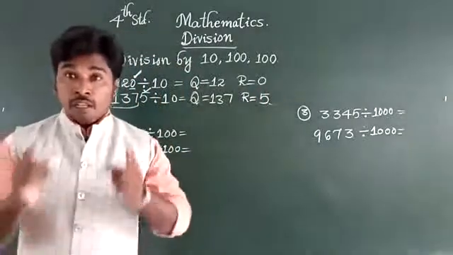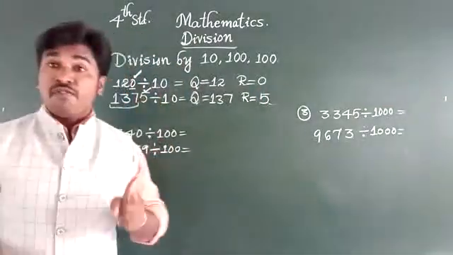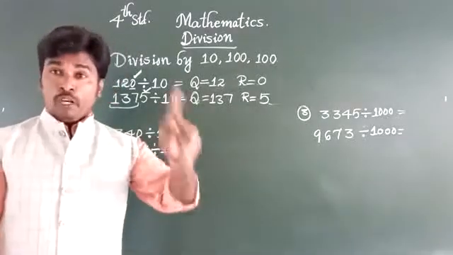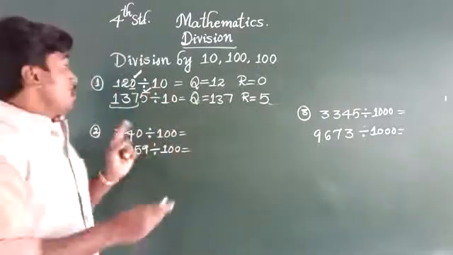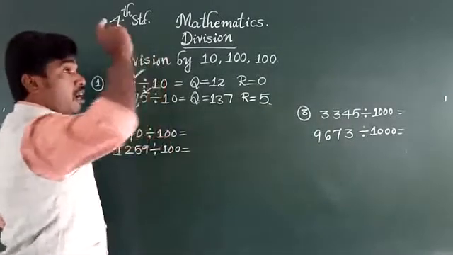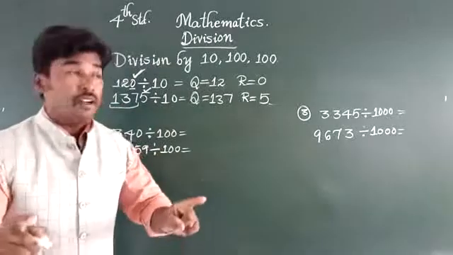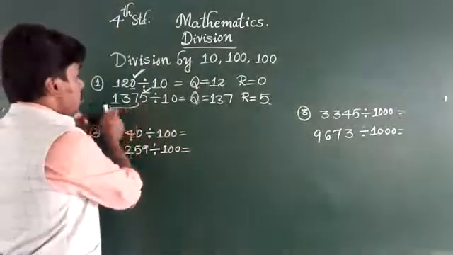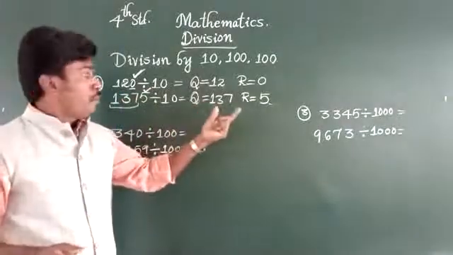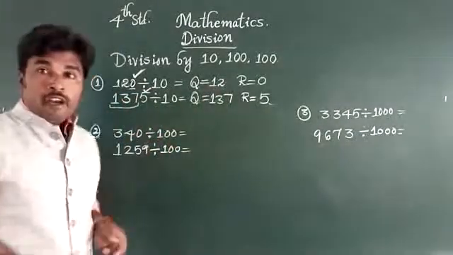Whenever you are dividing numbers by 10, how many zeros are there in 10? Only one zero. So you select only the last digit as the remainder. All the remaining digits are the quotient. I hope you are all understanding.